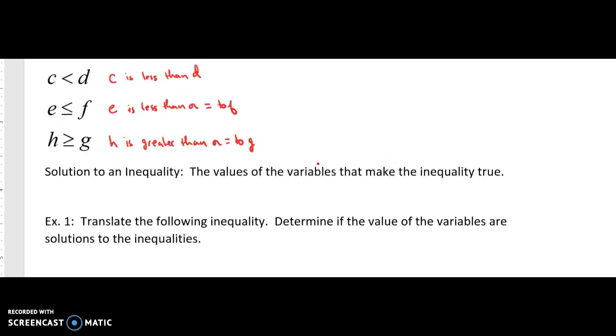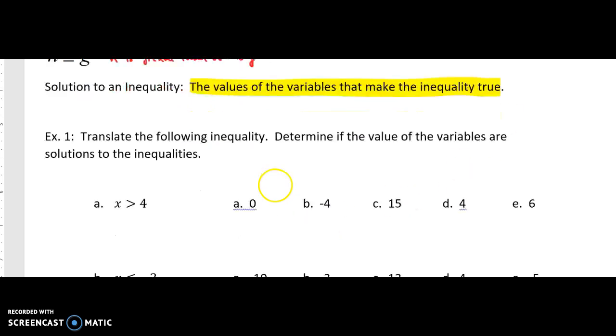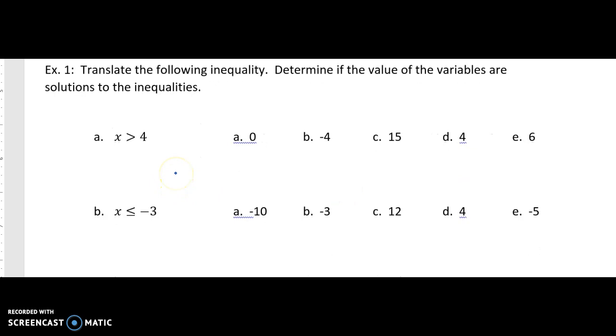Okay, so knowing what these symbols mean is critical, and how to read them from left to right. Now, a solution to an inequality is the value of the variable that makes the equation or inequality true. Okay, so unlike an equation generally has one answer that'll make it true. An inequality could have several. Okay, so when we look down below, right, translate the following inequality and then determine if the value of the variables are solutions to the inequality. So we're given 5 values on the right side, and we want to determine if they make the inequality true.